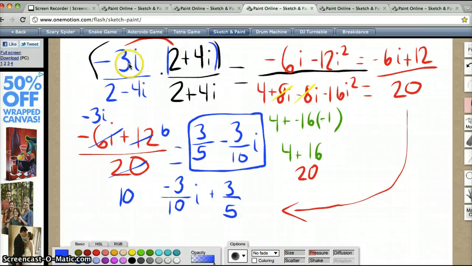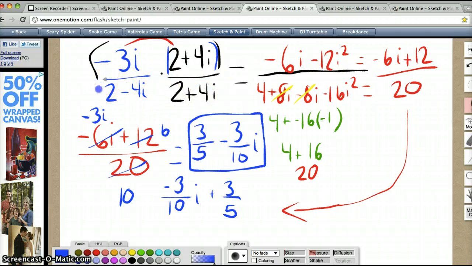So we've got negative 3i times 2, which is a negative 6i, and then a negative 3i times 4i is a negative 12i squared. Again, i squared you multiply by a negative 1, so a negative 12 times a negative 1 is a positive 12.